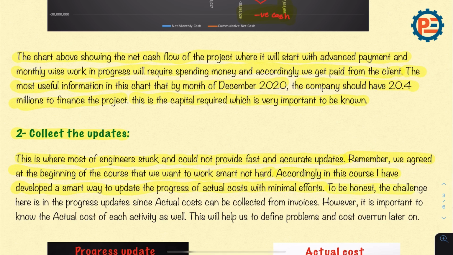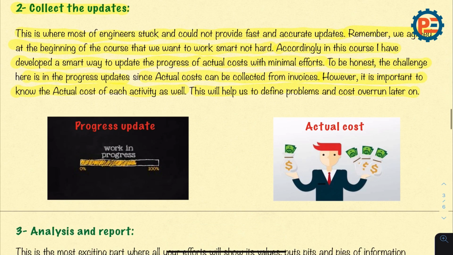To be honest, the challenge here is the progress update, since the actual cost can be collected easily from invoices. However, it is important to know the actual cost for each activity as well. This will help to define problems and cost overrun later on. So we will have in this step the progress update and we will have the actual costs.